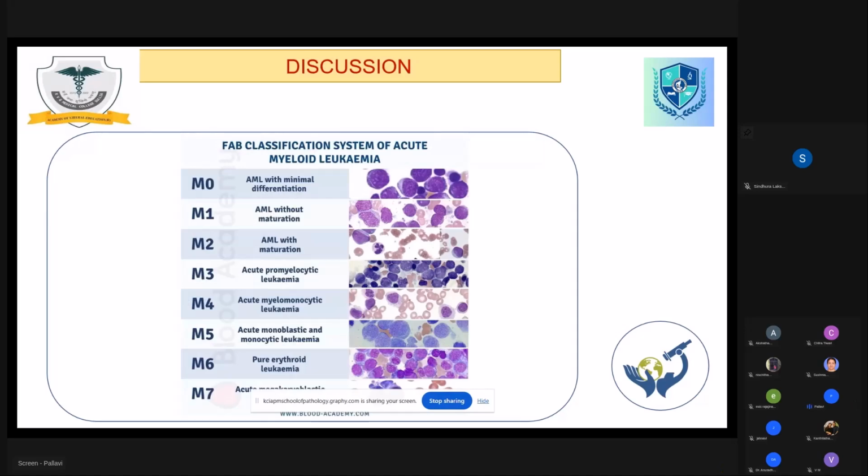So this is the FAB classification. According to FAB classification, M0 is AML with minimal differentiation, M1 is AML without maturation, M2 is AML with maturation, M3 is acute promyelocytic leukemia, M4 is acute myelomonocytic leukemia, M5 is acute monoblastic and monocytic leukemia, M6 is pure erythroid leukemia, and M7 is acute megakaryocytic leukemia.